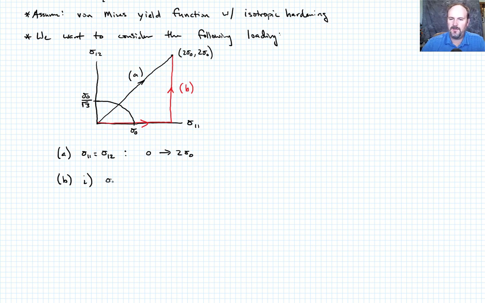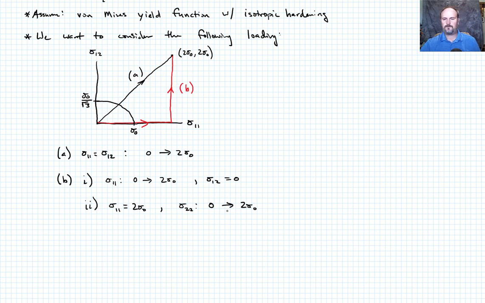Well, in that case, we have that sigma 1,1 goes from 0 up to 2 sigma naught, while sigma 1,2 is equal to 0 the entire time. And then the second part of the path holds sigma 1,1 equal to 2 sigma naught. And then sigma 2,2 goes from 0 up to 2 sigma naught.